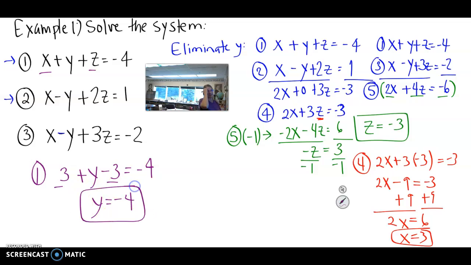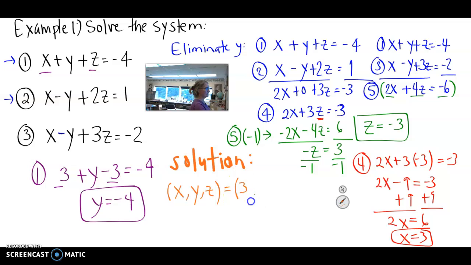And I am done, except you should check your solution. My solution to this system is an ordered pair. Remember, no, it's not an ordered pair. It is an ordered triplet, xyz, and it equals 3, negative 4, and negative 3. So you could try that in all of these equations to make sure that it is true. I'm going to stop here and do another video with some different types of examples.